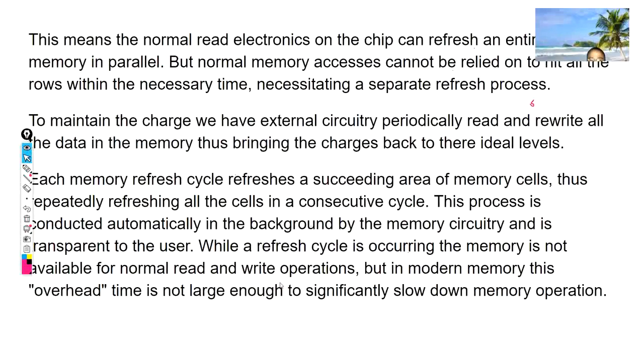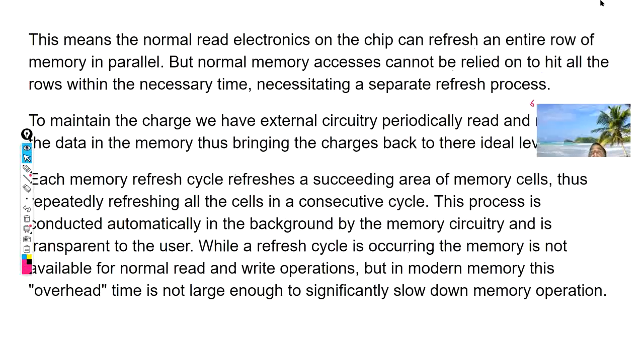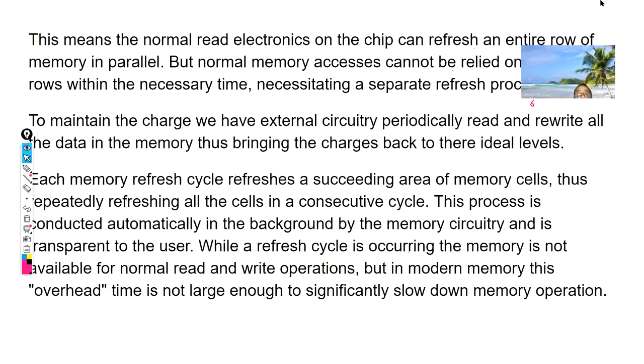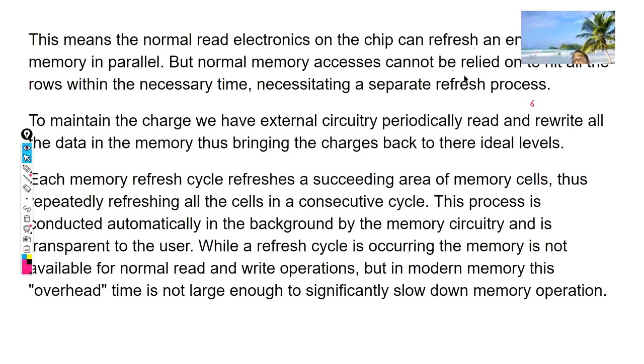And this is the last slide. This means the normal read electronics on a chip can refresh an entire row of memory in parallel. That's good. It'll refresh that whole row. But normal memory accesses cannot be relied on to hit all the rows within the necessary time. In other words, theoretically, if we would just read every single row, at least some one thing on each row, then everything would get refreshed all the time. But it could be that certain rows we just never read. So therefore, we have to have a special refresh process.